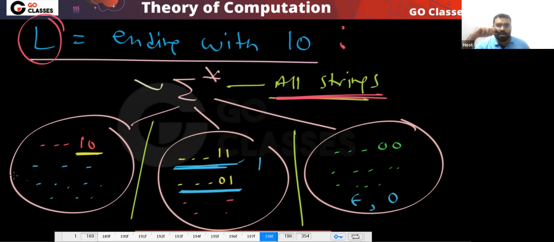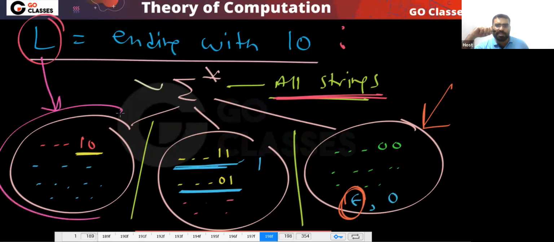In this partition, look at it and tell me which should be the initial state in the minimal DFA. The initial state will be where you have the empty string. And what will be the final state? That will be your L. Your final state will be L.